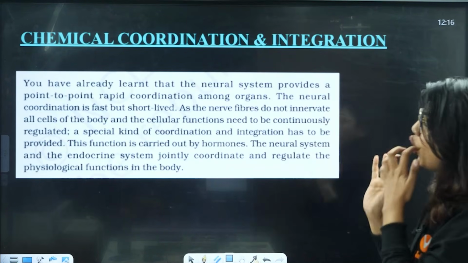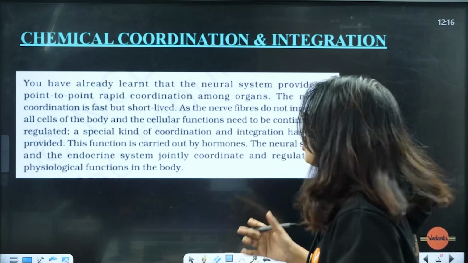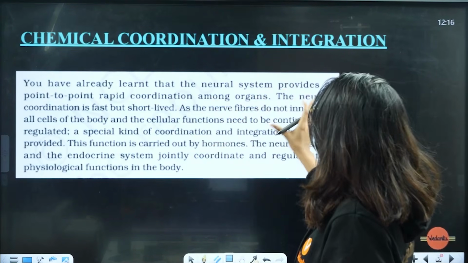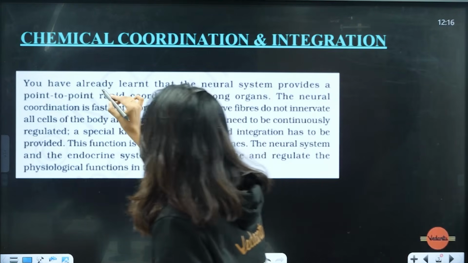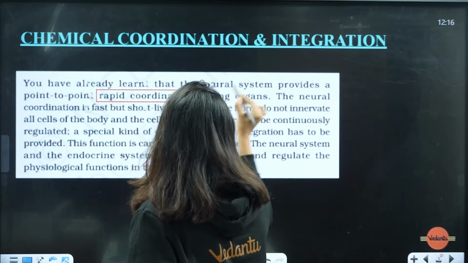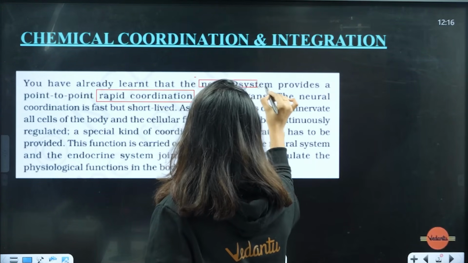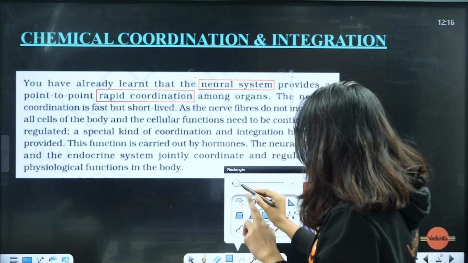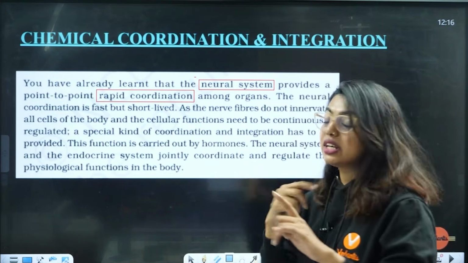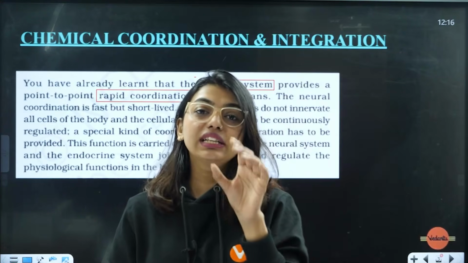Okay, you have already learned. Have you? No, don't know, ma'am. You have already learned that neural system provides a point-to-point rapid coordination. Okay, what does the neural system give us? Rapid coordination. Who gives it to us? Neural system. So, students, this is how you should underline NCERT. I want all of you to focus on how I underline the NCERT. I never underline the whole words. I only underline the main words.